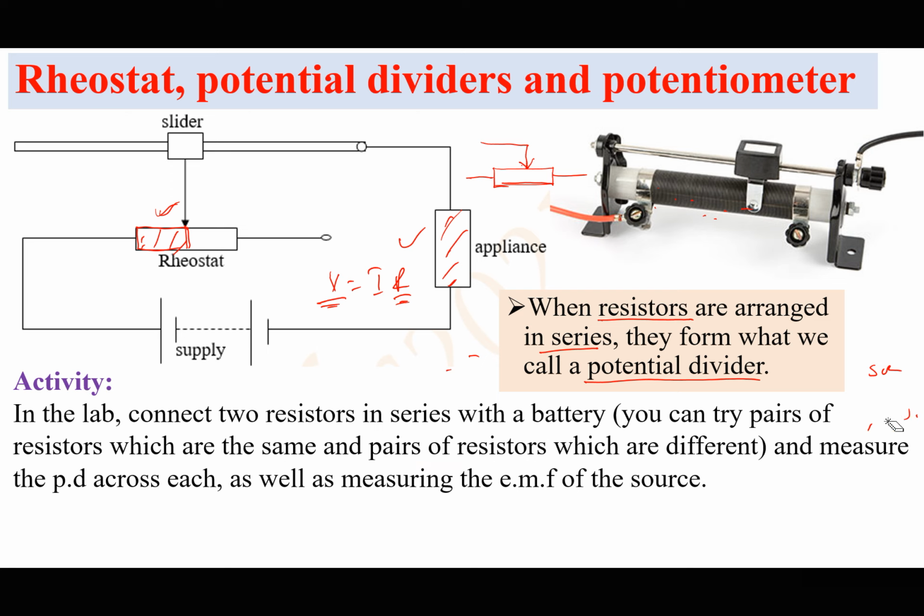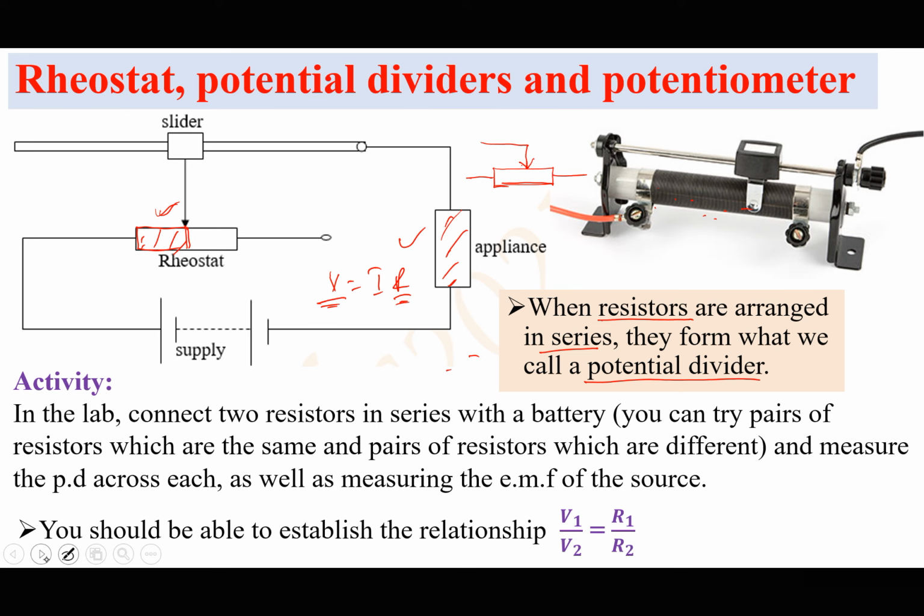Of course, if you're a teacher, you can guide your students through this activity in the laboratory, so that they're able to verify this scientifically or experimentally. So you should be able to establish the relationship V1 over V2 is equal to R1 over R2, which means the PD supplied is divided in the ratio of the resistances. V1 is the PD across R1 and V2 is the PD across R2, where R1 and R2 are two resistors that you have chosen to investigate in the laboratory.